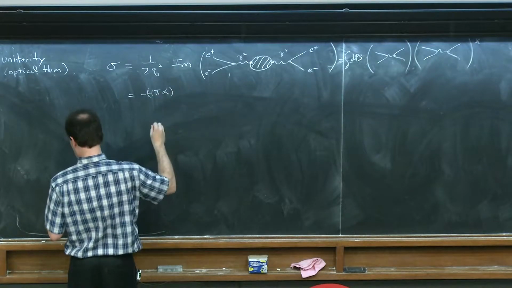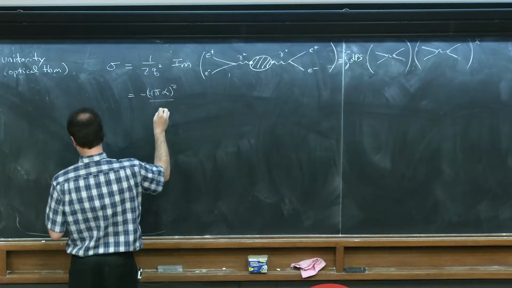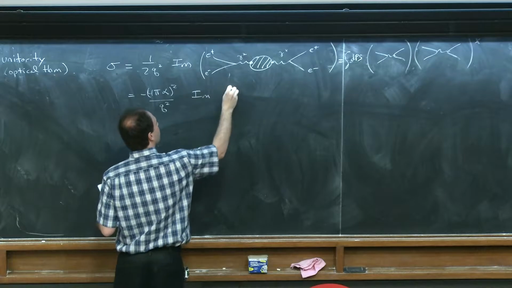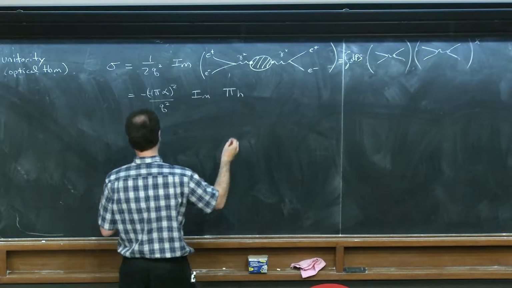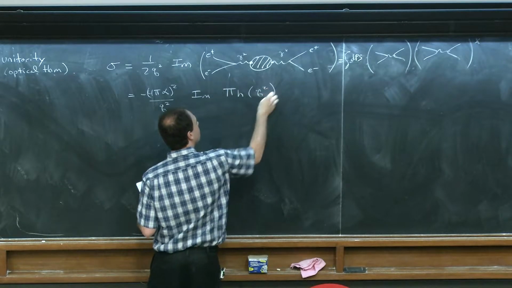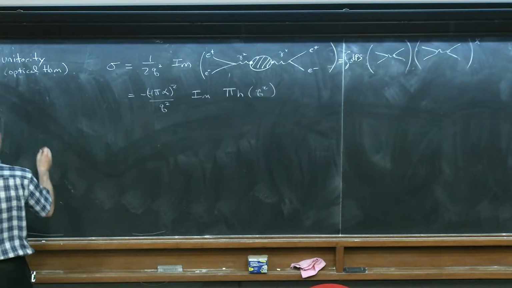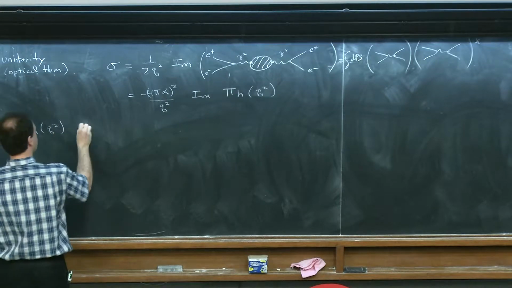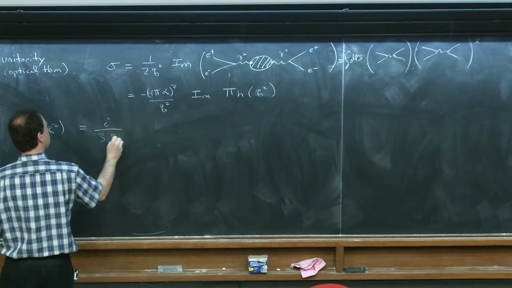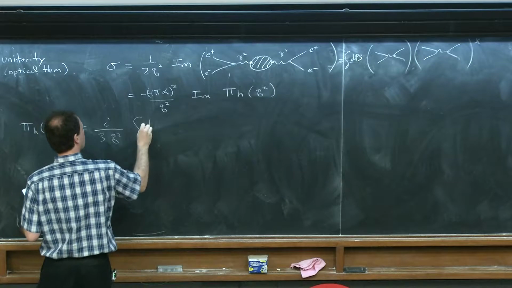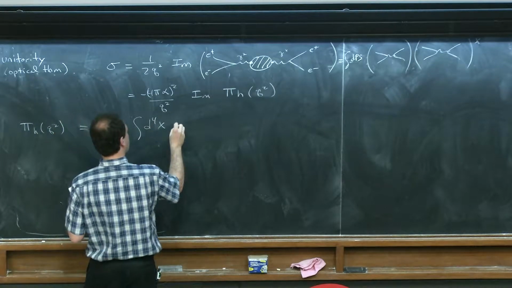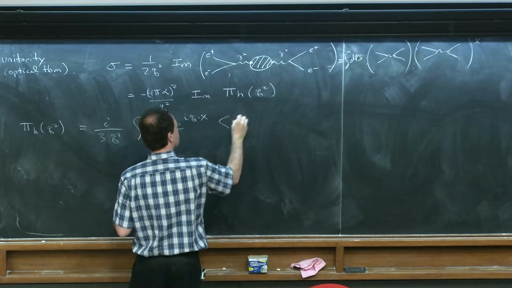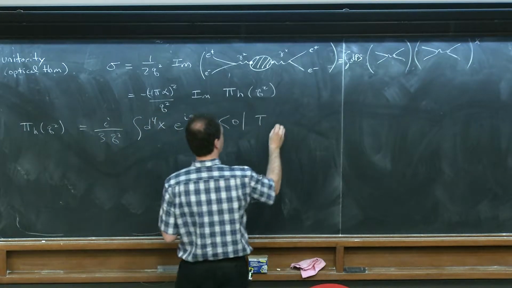So what this is, up to some prefactor, is the imaginary part of the vacuum polarization tensor, pi h, where pi h is defined as a time ordered product of two electromagnetic quark currents.